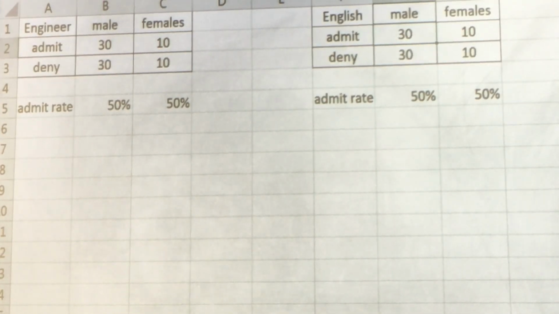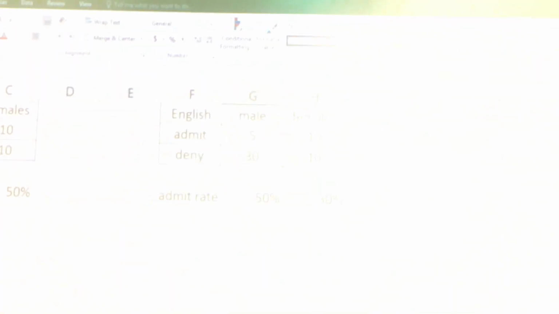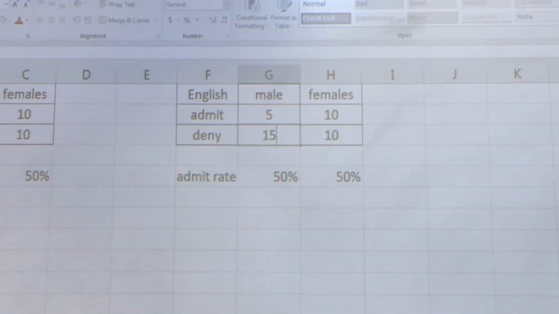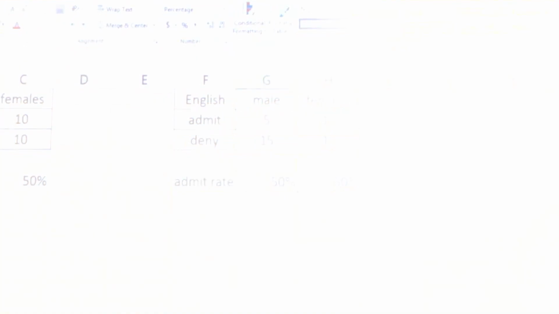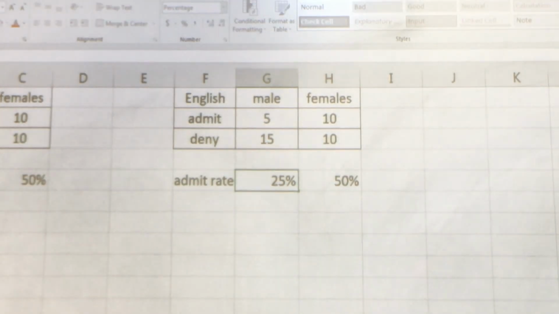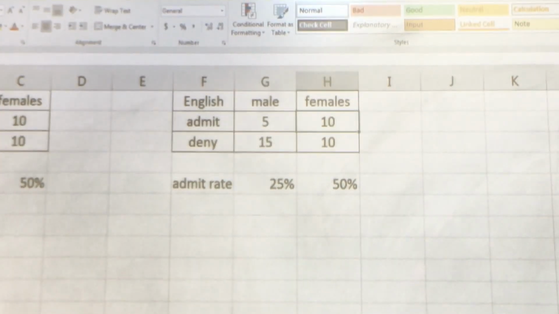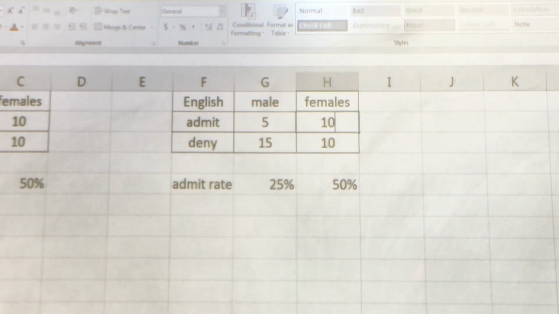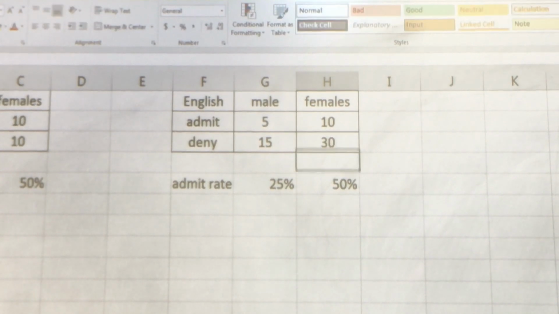Okay, so the English department, they said, we have 5 men who were admitted. We had 15 who were denied. What's your admit rate? 25%. Okay? For the women, we had 10 women admitted. We had 30 that were denied. What's your admit rate?